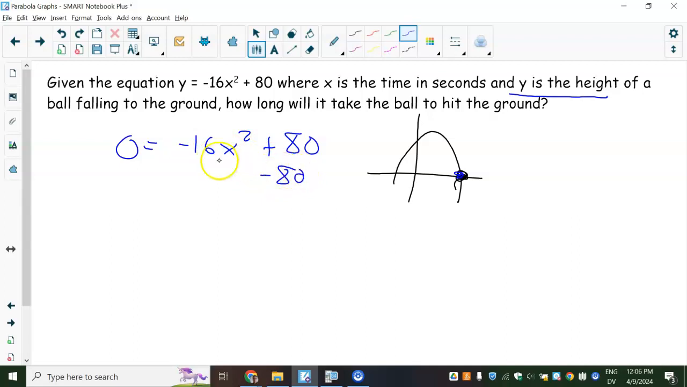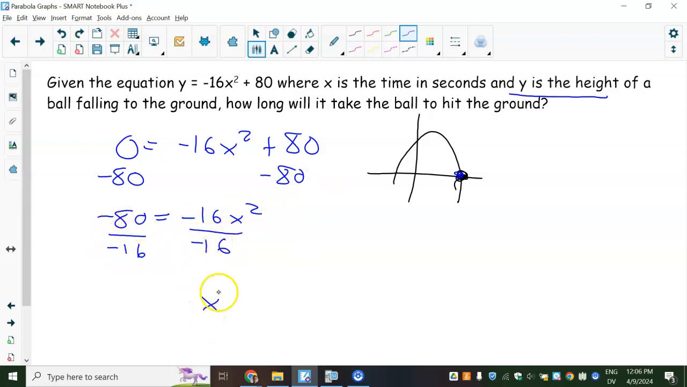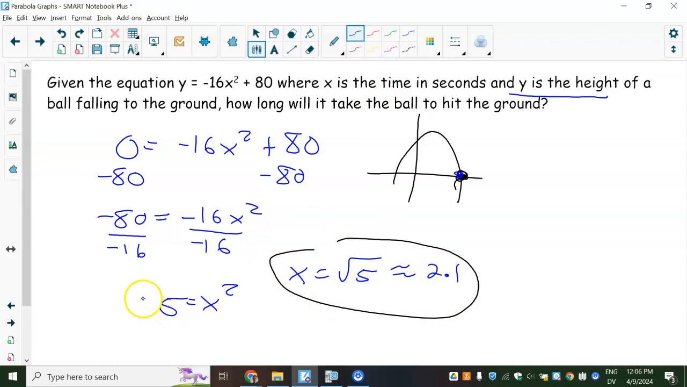What I mean by that is basically just get the x squared alone and then take the square root. So I'm going to subtract negative 80 from both sides, then divide by negative 16, and the negatives will cancel out. I think that's just going to be 5, and then take the square root. So your answer will be the square root of 5, which is roughly 2.1 seconds. This one doesn't show multiple choice answers, but if it was multiple choice, we'd at least have a good enough ballpark of what it should be. If you want the exact answer, just do root 5 on your calculator.